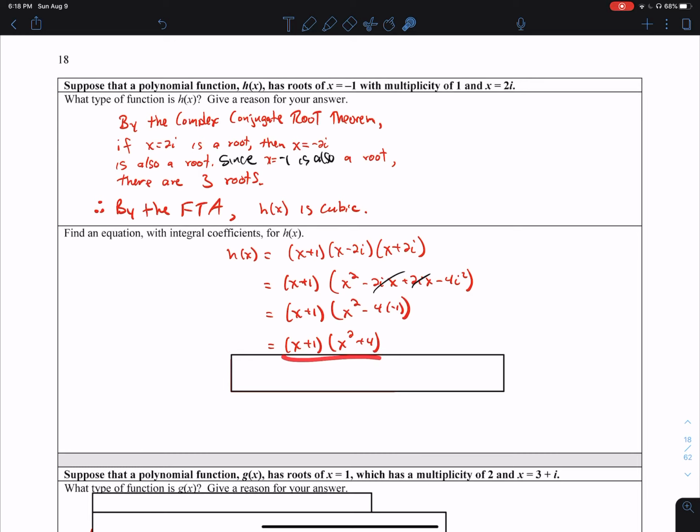And now to multiply this out, we multiply the x times each of these terms and the 1 times each of these terms. And we end up with h of x equals x cubed plus x squared plus 4x plus 4.